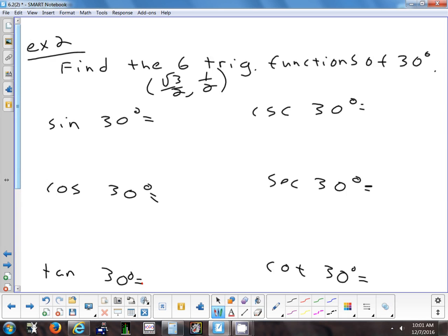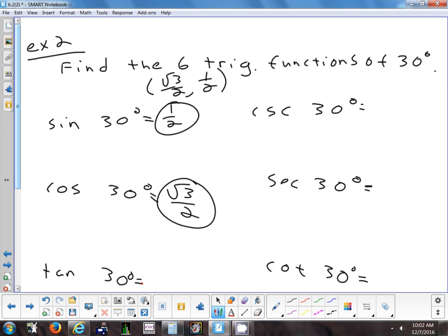Okay, now we just go through and do the same thing we just did. So Kevin, what would be the sine of 30? 1/2. Yep, would be 1/2. Okay, Bree, how about the cosine of 30? Square root of 3 over 2. Yeah, just square root of 3 over 2.